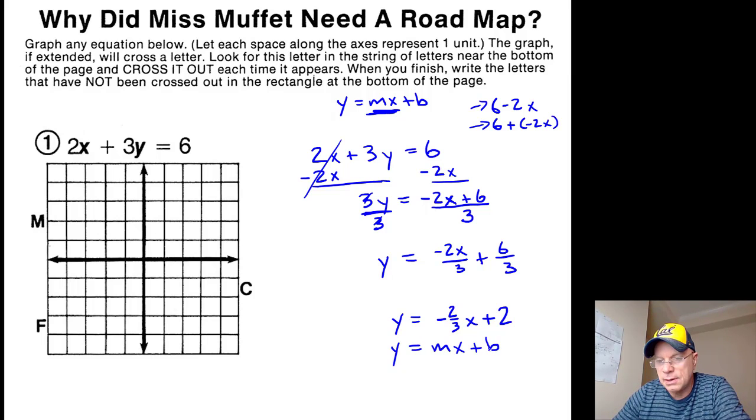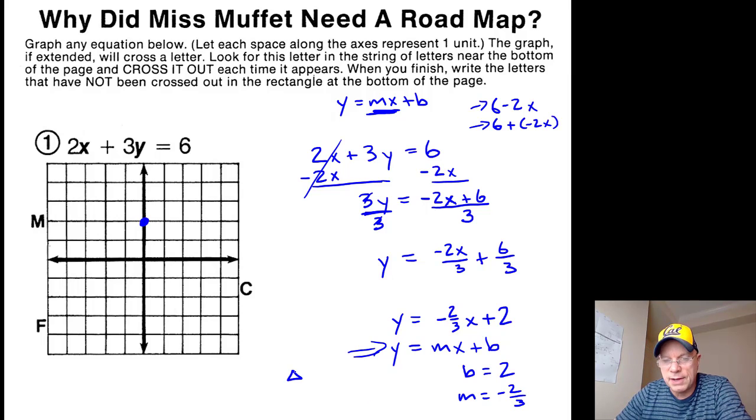And so that's the familiar form that we're looking for, the form where we have y equals mx plus b. And when we compare the general slope-intercept form to our specific equation, we can see that b equals positive 2. So when we graph this line, we begin at positive 2. That's where the line intersects the y-axis. And we see that m equals negative 2/3.